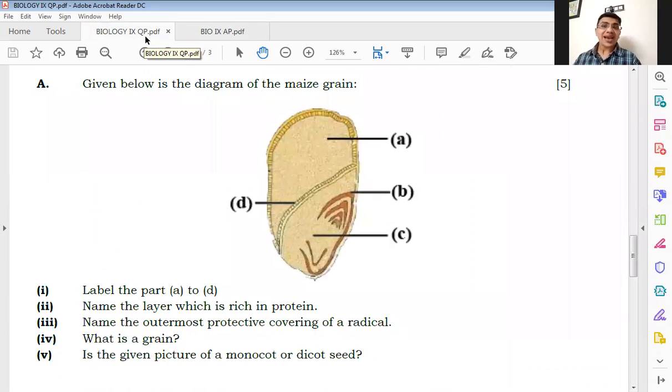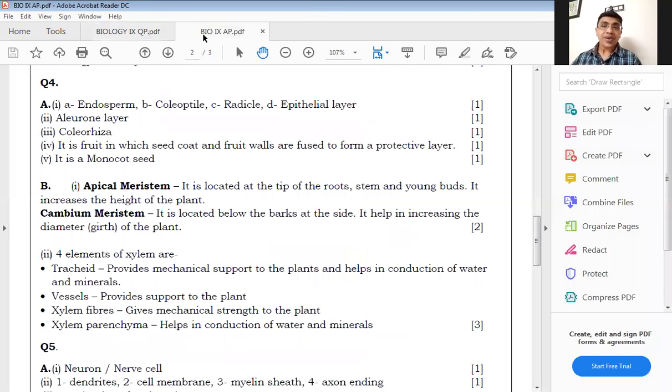Now again, it is a diagram based question, so observe the diagram carefully, and on the basis of that we are going to answer the question. This is one important question. This is the diagram of maize grain, people, and the first question is label the parts A to D. As you can see, the first part, A, occupies the largest area of the maize grain, and that is nothing but endosperm.